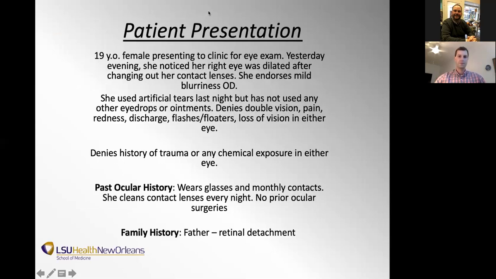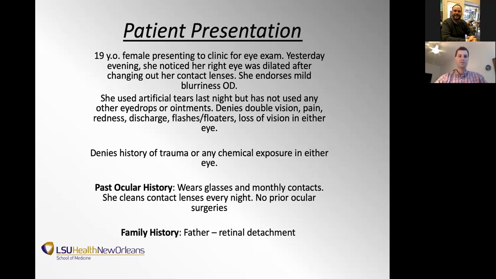So this was a patient that I saw at Our Lady of the Lake. She's a 19-year-old female presenting to the eye clinic. Yesterday evening, she had noticed that her right eye was dilated after changing out her contact lenses. She endorses mild blurriness in the right eye.